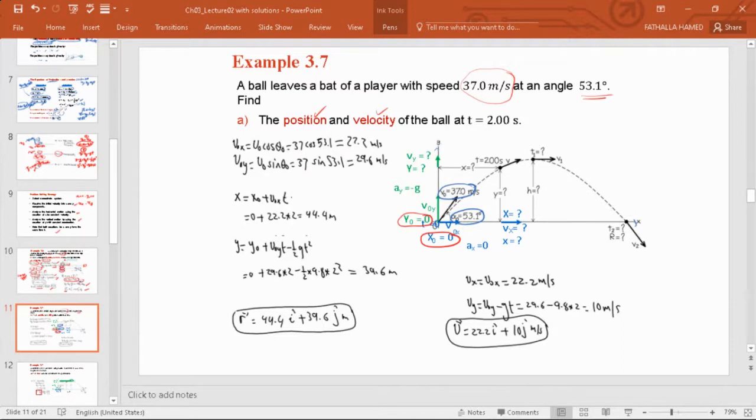So now you're going to take the components of your initial velocity here. And of course, you're going at an angle above the horizontal. So your v0x will be v0 cosine theta 0, which is 37 cosine 53.1 degrees. And that gives you 22.2 meters per second. The v0y will be v0 sine theta 0, which is 37 sine 53.1, and it gives you 29.6 meters per second.